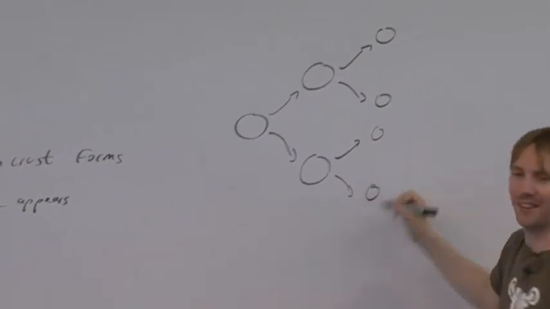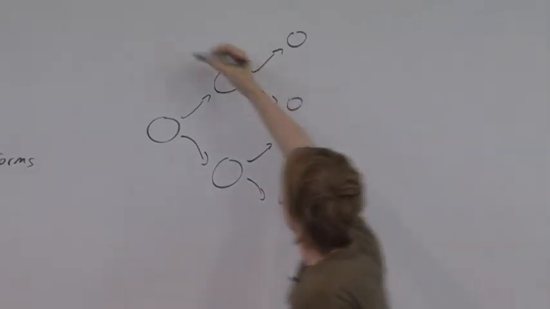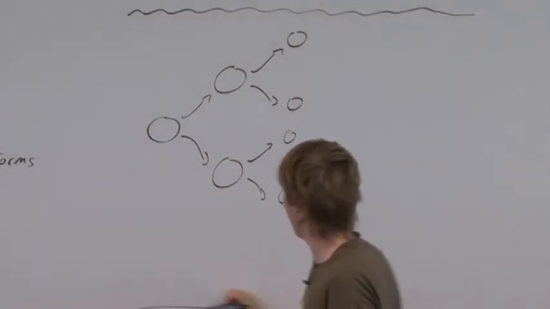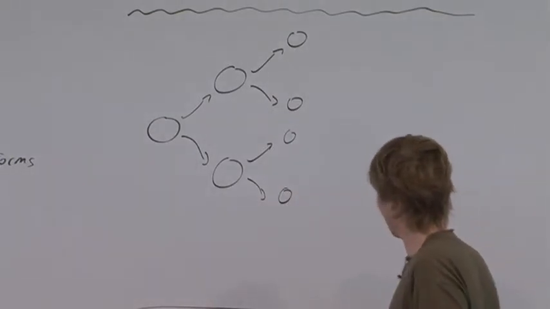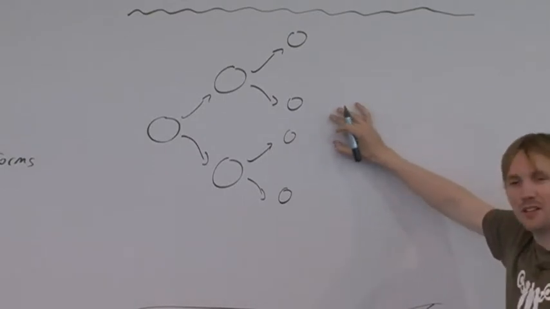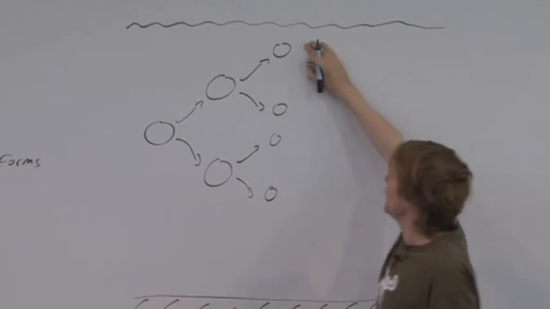And now you had four, etc. So this process started to go on and go on. And I told you it most likely happened in the ocean. And after a while, you had some cells that were mostly spending their time close to the surface.